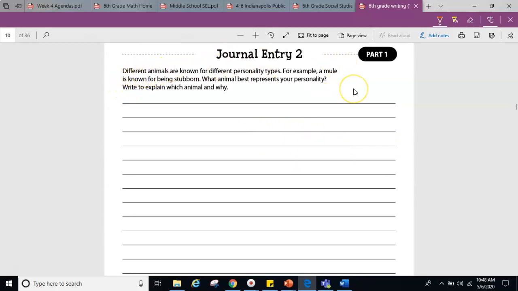Different animals are known for different personality types. For example, a mule is known for being stubborn. What animal best represents your personality? Write to explain which animal and why.